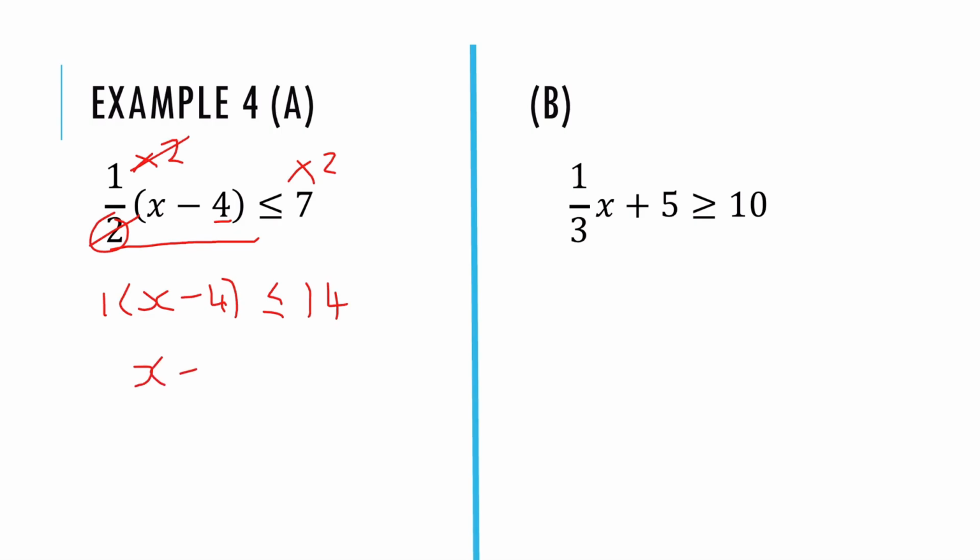That's just the same as writing x minus 4 is less than or equal to 14. To get x on its own, we'd need to add 4 to either side. X must then be less than or equal to 14 plus 4 is 18.